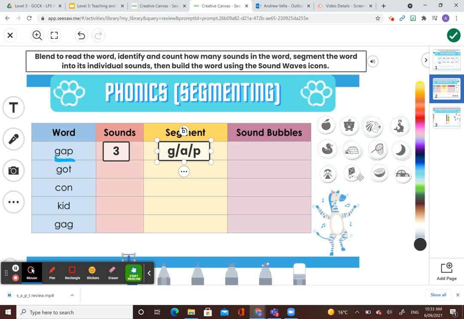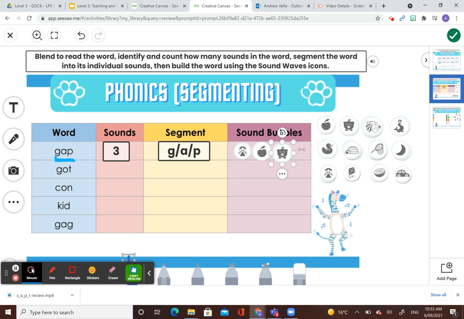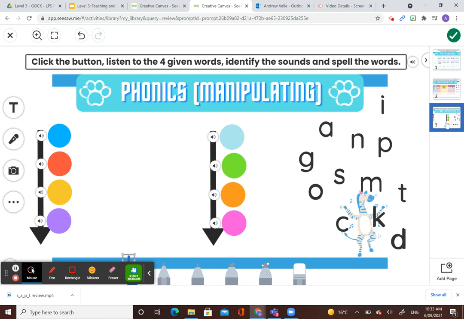And then build with our sound bubbles. G for girl, A for apple, and P for pig. And then our final activity is manipulating, which we already know, using words to help us spell unfamiliar words when we change one or two of those sounds around.